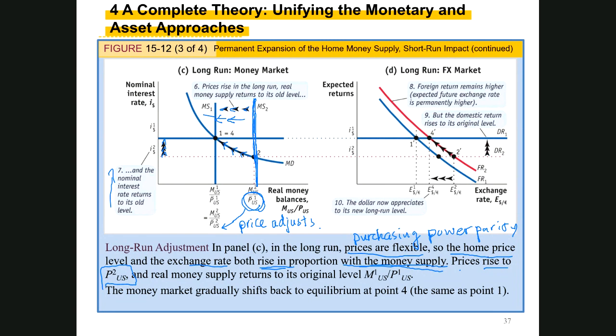Okay, so what happened if this is the case in the foreign exchange market? Now, 2 is the short run, right? Foreign return remains higher, expected exchange rate is permanently higher, but domestic return is raised to its original level. Right, so now the 2 line, the domestic interest rate in the long run will shift up, right? Gradually change.